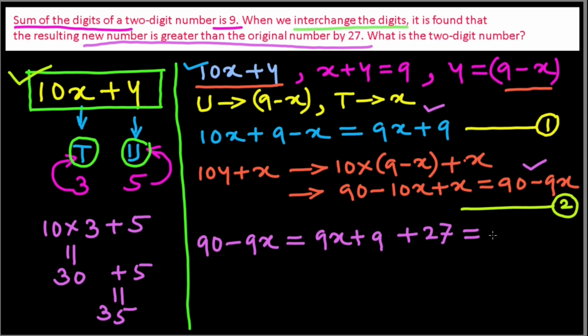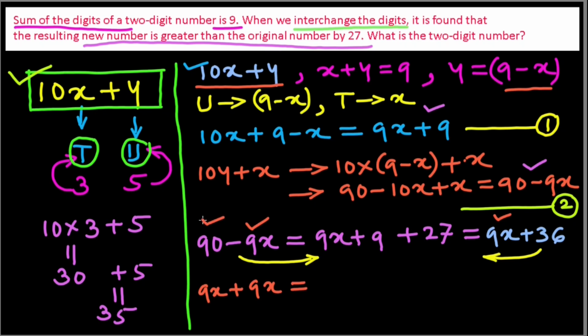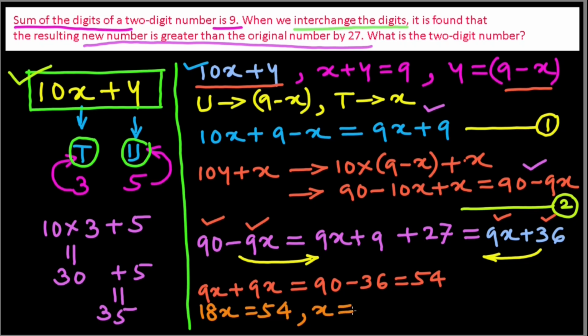It will be 9x plus 9 plus 27, 36. Now we will move this minus 9x to the right hand side and this 36 to the left hand side. So we write this 9x plus this 9x equals this 90 minus this 36. So it will be 54. So we get 18x equals 54, which gives us x equals 54 by 18. 18 threes are 54. So x is 3.